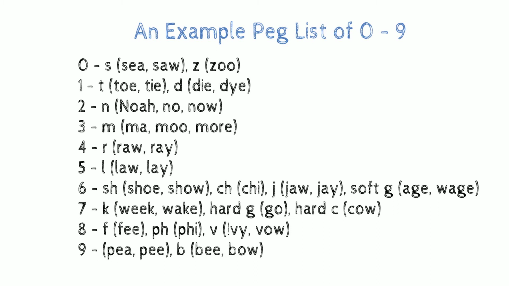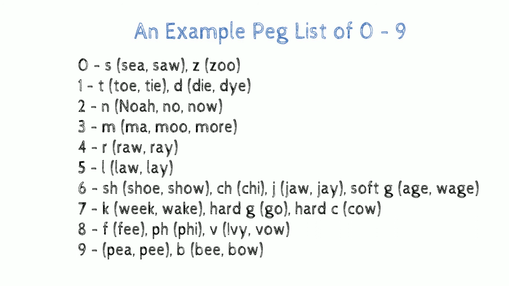For number 8, you can use the word phi for F. Phi is a mathematical symbol for F, for PH, and for V, you can think of IV or vow. For number 9, finally, think of pea, the fruit, or pea, the vegetable, or pee, the verb, and B. For the letter B, you can think of bee or bow.